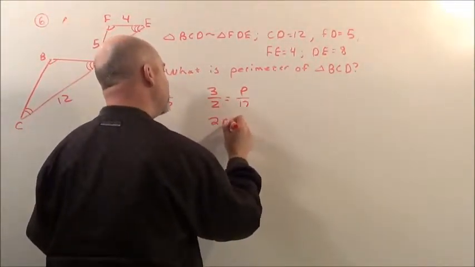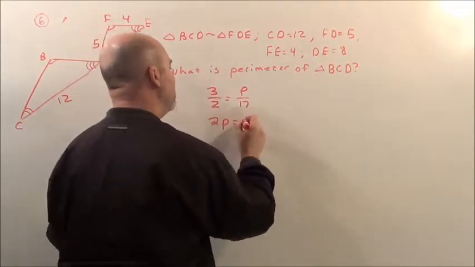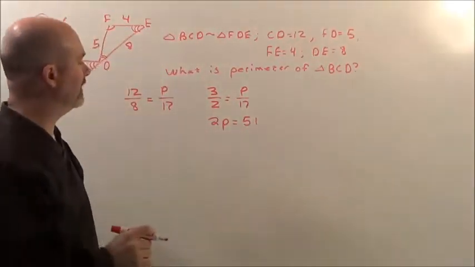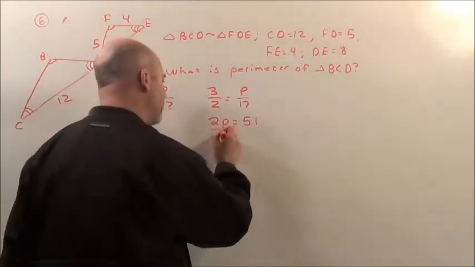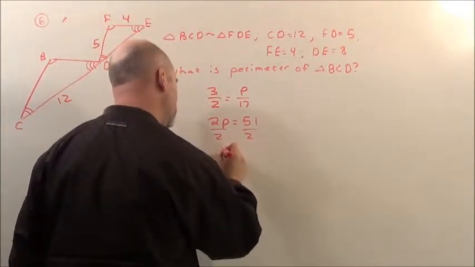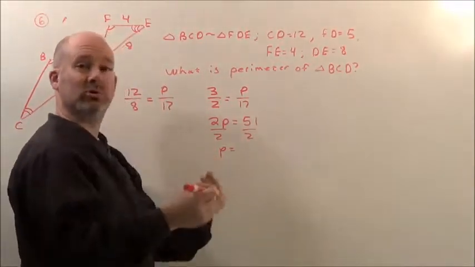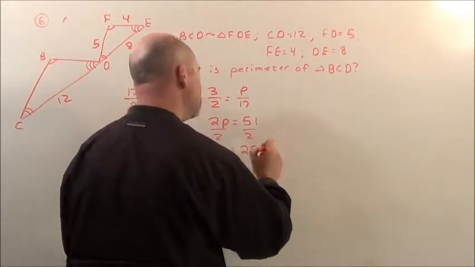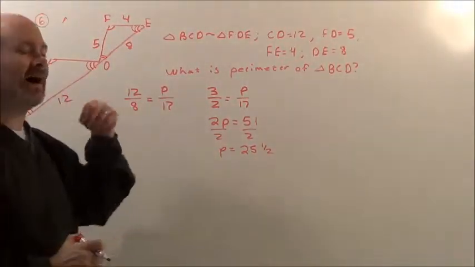2P equals 17 times 3, which is 51, I believe in my head. I'd now divide by 2. Well, I know 50 divided by 2 is 25, so it's going to go in there 25 times with 1 left over. So the perimeter of that guy is 25 and a half.